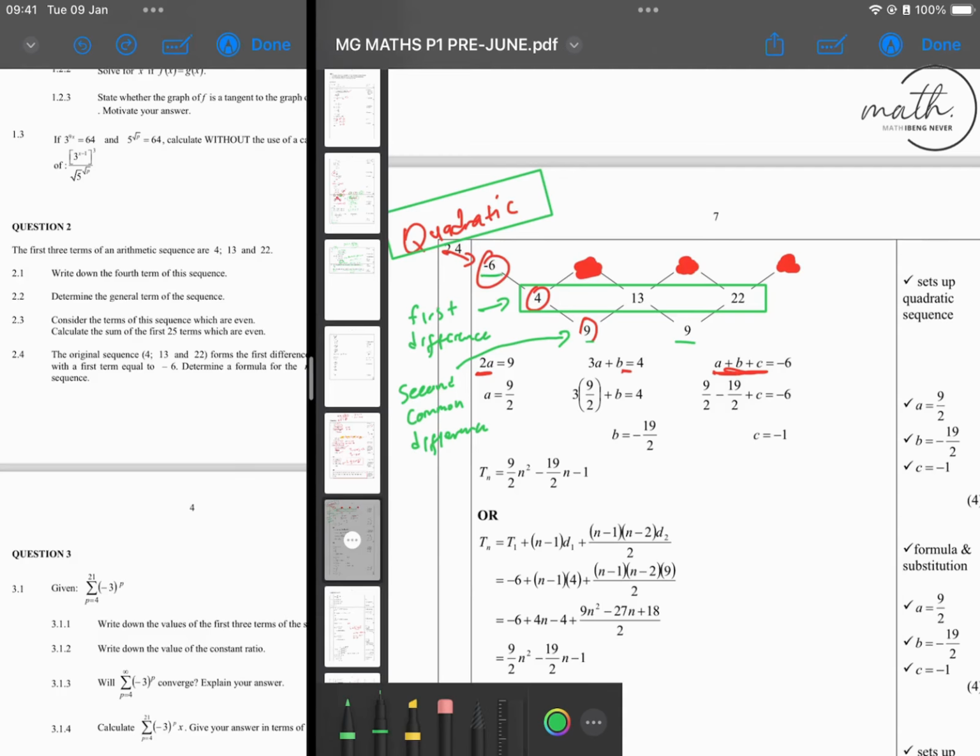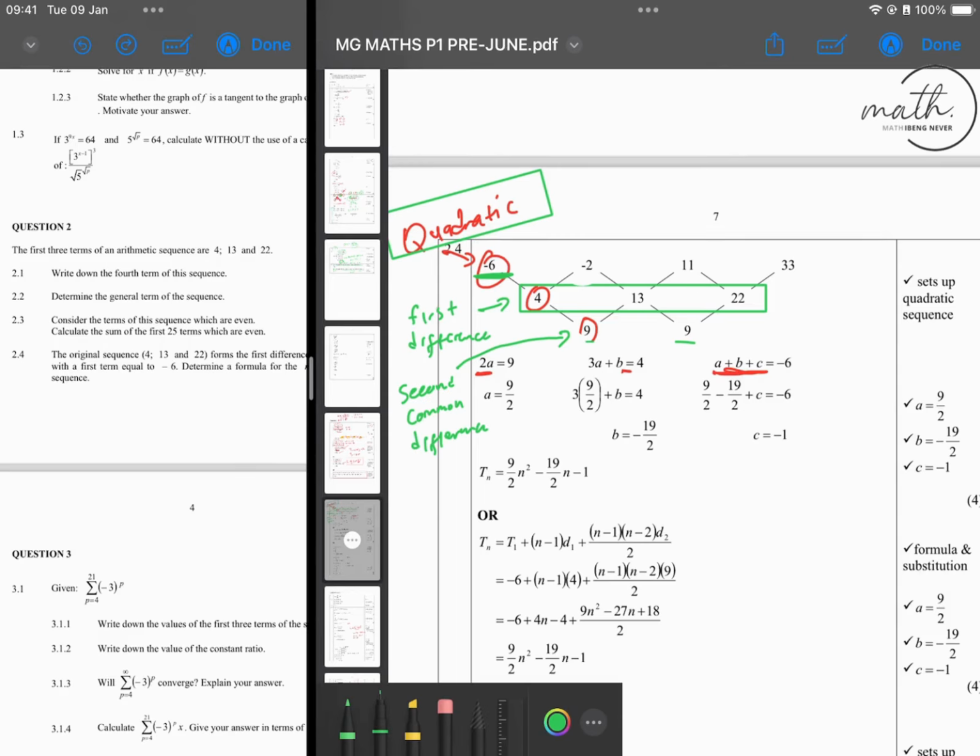So they're saying the first term of that quadratic sequence is -6. That means if you want, you can find the other terms, because now you have the 4. You can just say, okay, -6 plus 4, you're going to get -2. -2 plus 13, you're going to get 11. 11 plus 22, you're going to get 33. So now you have the whole quadratic if you want to write it.